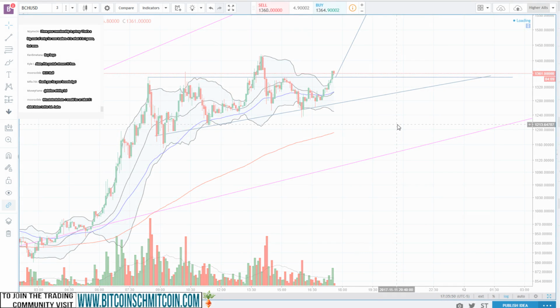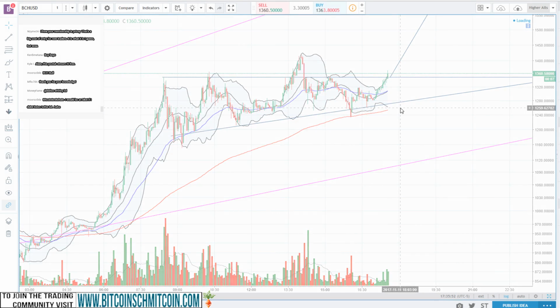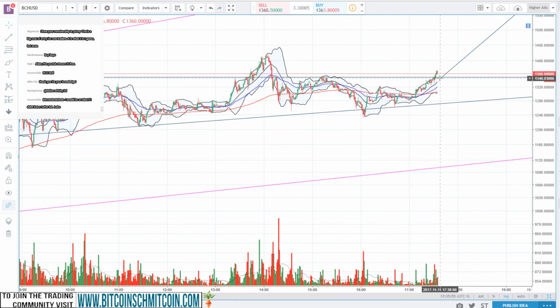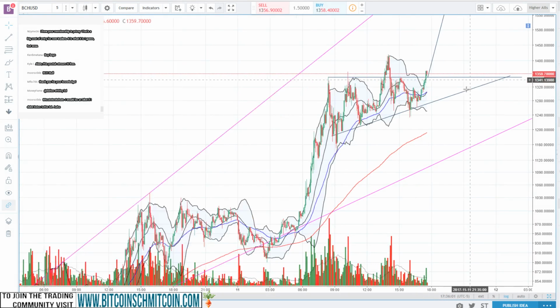So I wouldn't be surprised to see a retest of this breakout. If you're looking at the 1-minute, something that comes back down here, touches 1350 and then continues upward. That wouldn't surprise me. Retests are pretty common.